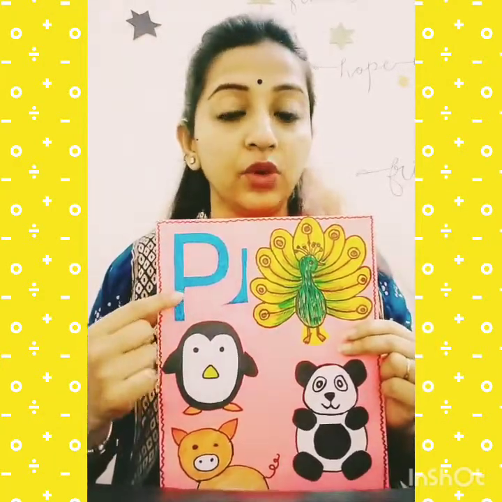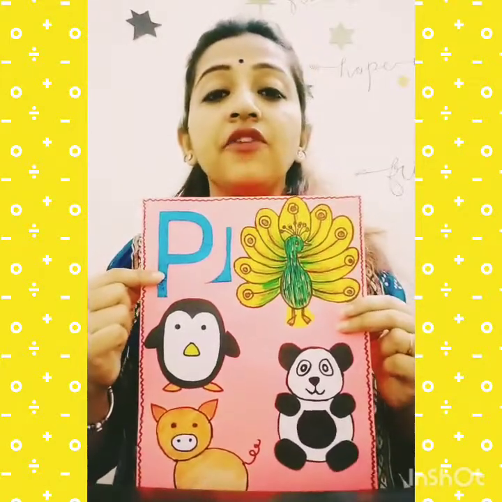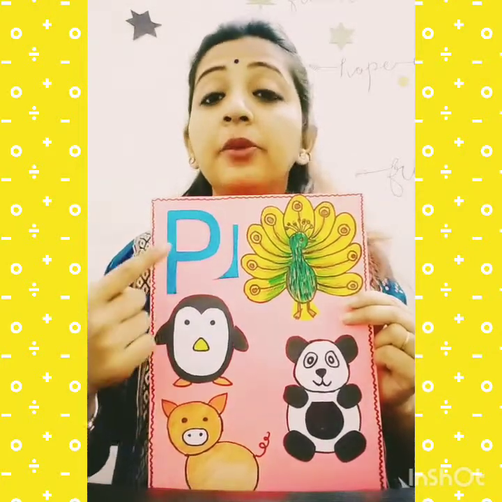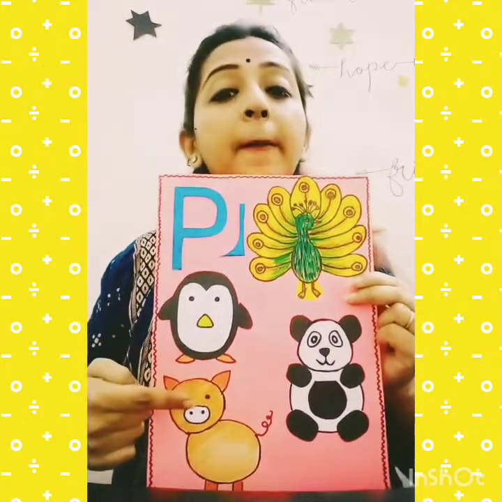Okay, now see what is the formation of letter P. Standing line. Okay, then from here, right curve. Okay, standing line and right curve. So this is letter P. Okay, so let's revise once again. P for peacock, P for penguin, P for panda, and P for pig.